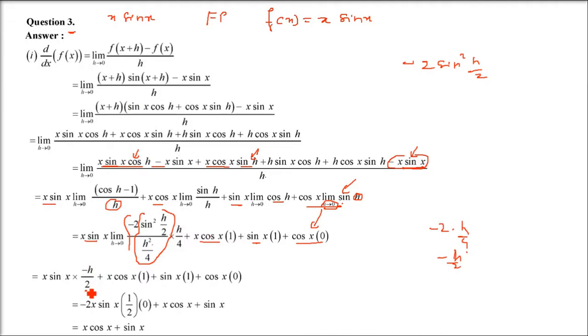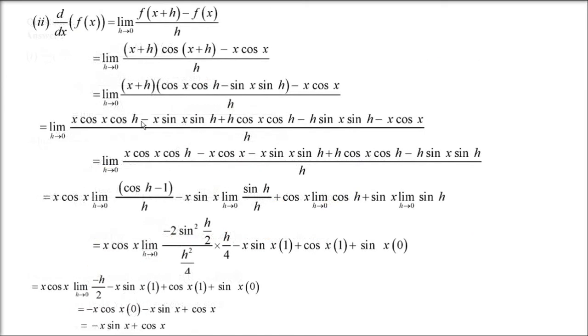Now for x sin x, when you apply the limit, h is 0, so the first term will go and only x cos x plus sin x will come. So the first and last terms will be 0, and x cos x plus sin x will come. All other questions have this kind of scenario, so you need to be very careful about what I just told you.